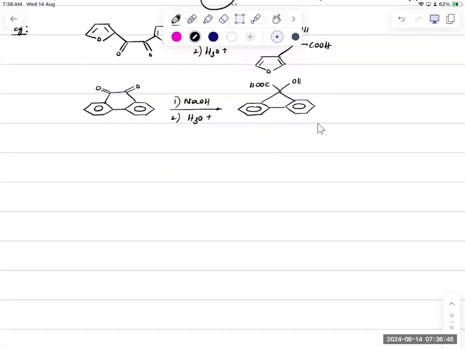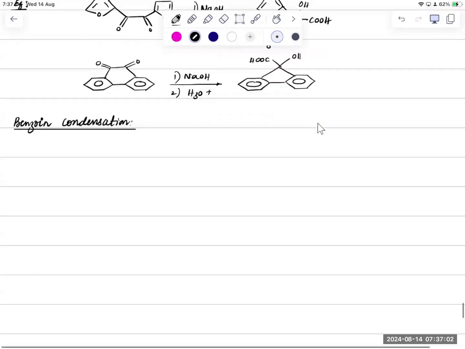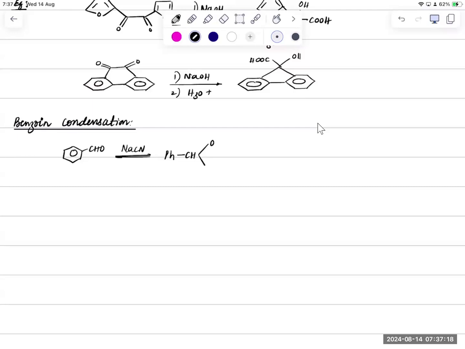The next mechanism, which has similar applications to that of Cannizzaro, is benzoin condensation. Benzoin condensation is observed only with benzaldehyde. So if you take benzaldehyde and react it in the presence of NaCN or KCN, we will see PhCH with O minus and cyanide.